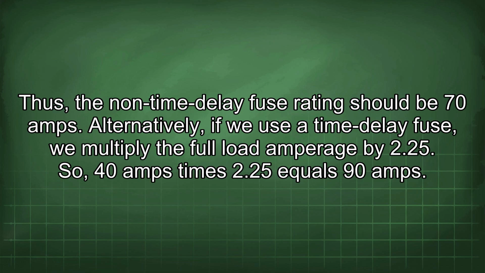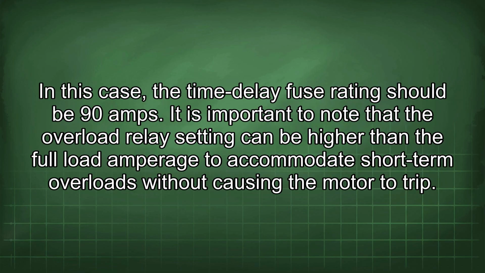Alternatively, if we use a time delay fuse, we multiply the full load amperage by 2.25. So, 40 amps times 2.25 equals 90 amps. In this case, the time delay fuse rating should be 90 amps.